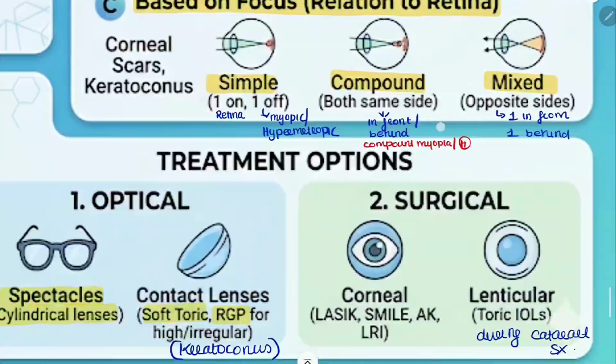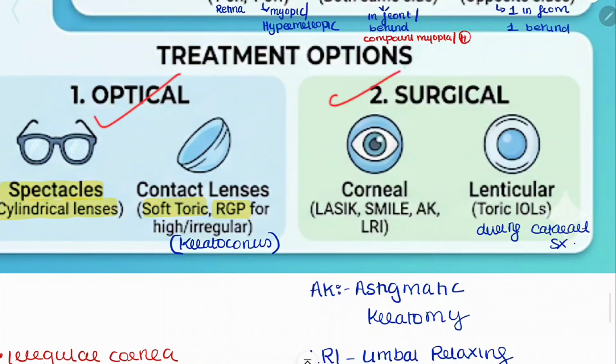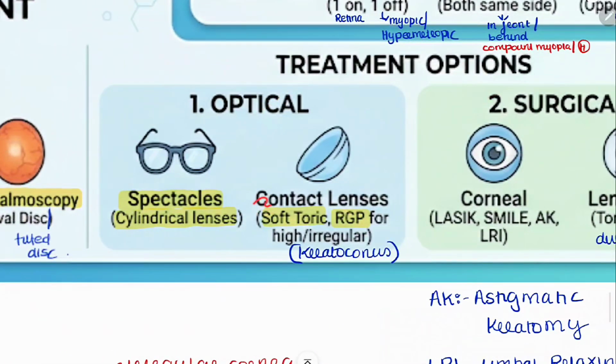Now coming to the treatment options, optical and surgical are available. In optical, we will give cylindrical spectacles, and in contact lenses we will give soft toric or RGP. What is RGP? Rigid gas permeable lenses, mainly for high and irregular astigmatism like keratoconus. So cylindrical spectacles and contact lenses can be soft toric contact lenses or rigid gas permeable lenses.